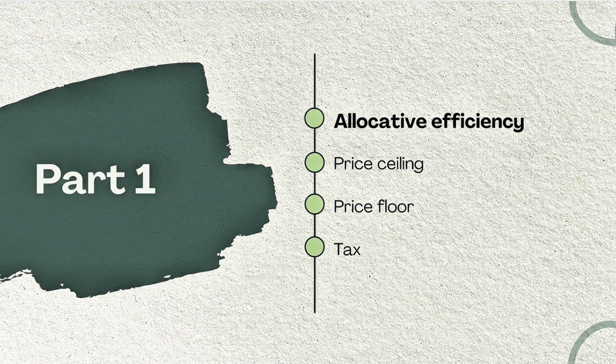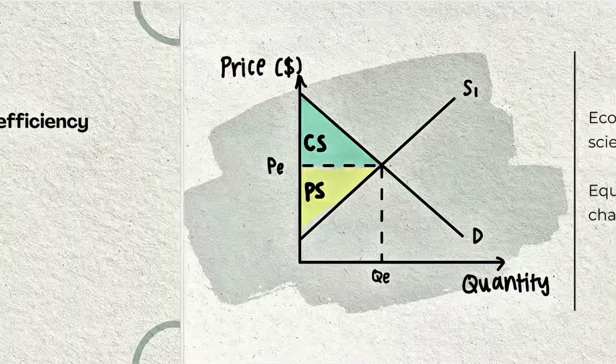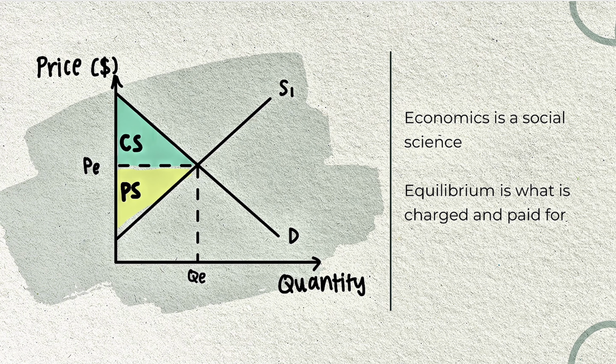So first of all, we need to look at allocative efficiency. Allocative efficiency happens when demand equals supply. But remember that economics is a social science, as every individual will have different circumstances at different moments in time. And the equilibrium is what is being charged and paid for. As you can see on this diagram, demand has intersected with supply, meaning that there is the exact same quantity demanded that is supplied, making it allocatively efficient. As we can see in the diagram, there is no excess demand and no excess supply.